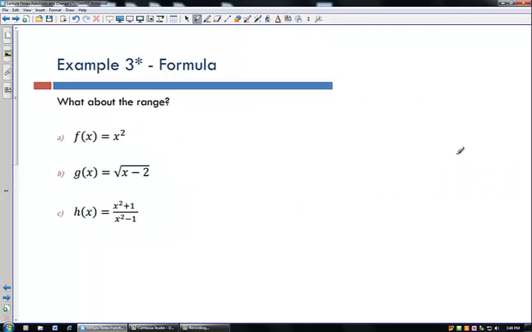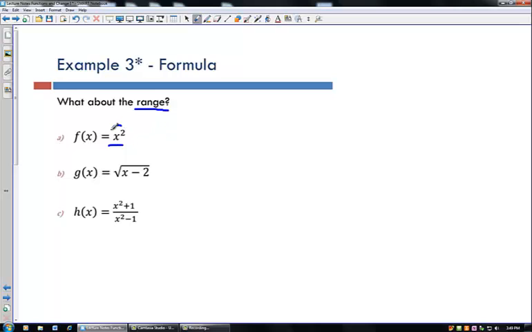Now how about the range? The range is a lot harder to find, and typically you cannot find the range from a formula in general. You really need to graph it. But some ranges are simple to find depending on what type of formula is given to you. So like this range here of this function, what are the possible outputs? So remember, domain are the possible inputs, whereas the range are the possible outputs.